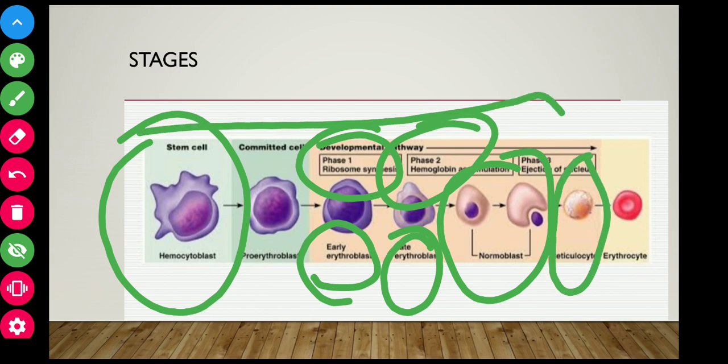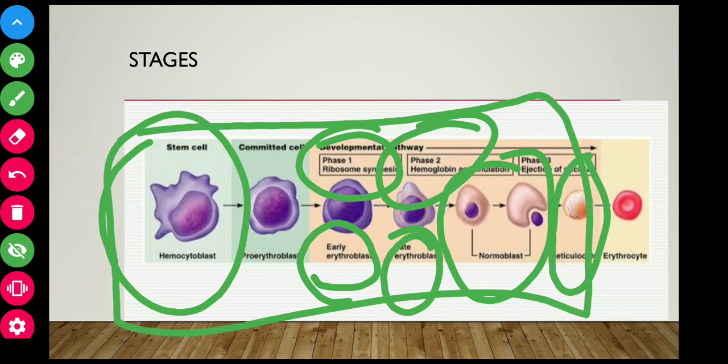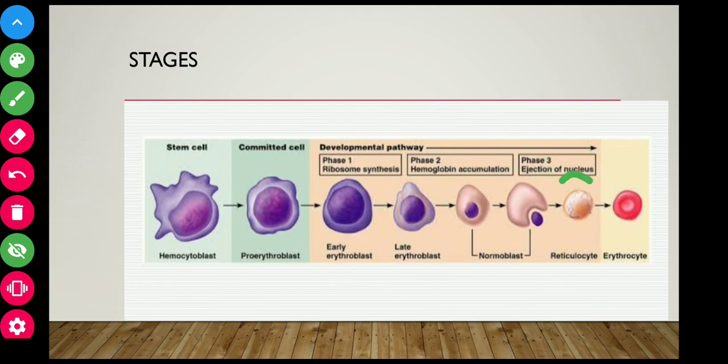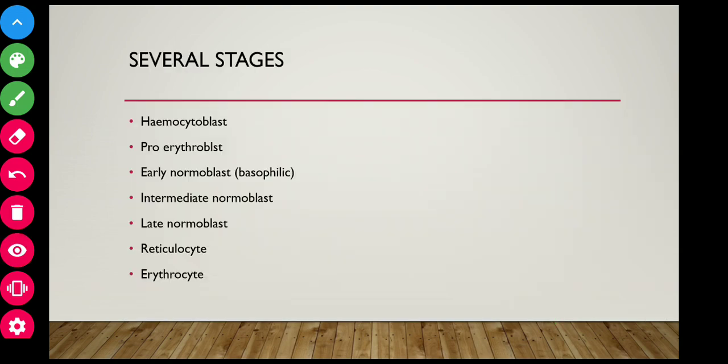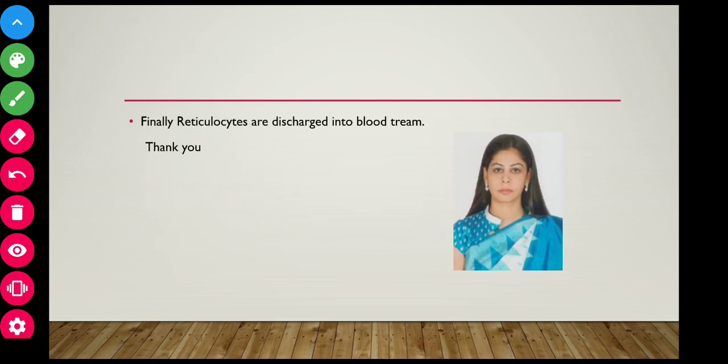So this whole process will occur in the bone marrow itself. Then the reticulocytes will enter the bloodstream and become matured erythrocytes. So this is about the process of erythropoiesis.